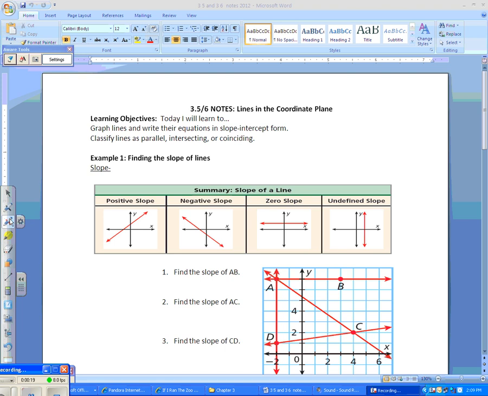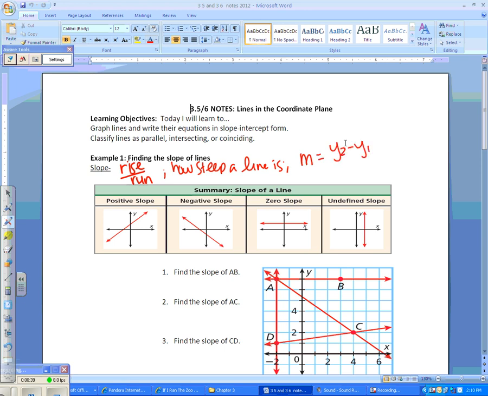So the first thing that we need to talk about are slopes. Slope, remember, is rise over run. It's basically how steep a line is. And the equation you learned in algebra was m, which stands for slope, is you subtract the y's, so y2 minus y1 over x2 minus x1.